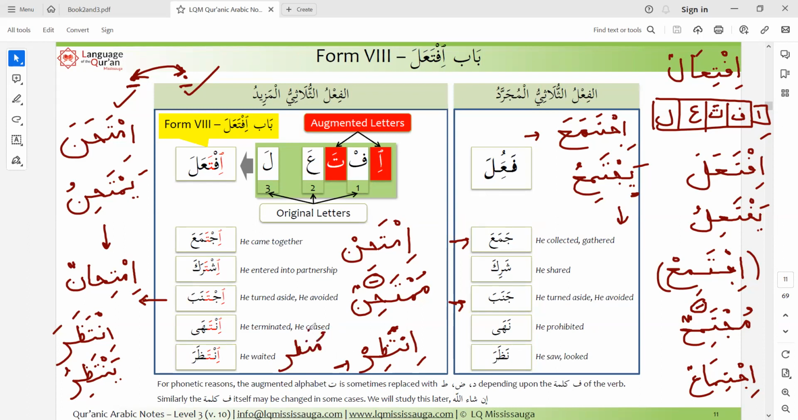Muntazirun. We generally say in Urdu, मैं आपके जवाब का मुंतजिर हूँ. Okay, I am waiting for your response. So muntazir is ismul fa'il, correct? And muntazar is ismul maf'ul. Muntazar. And intizar is the masdar.